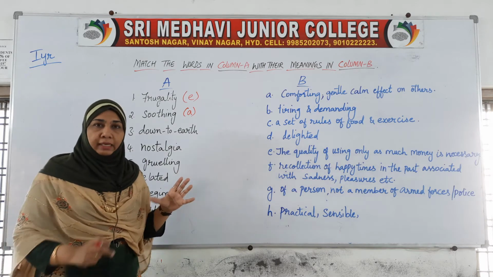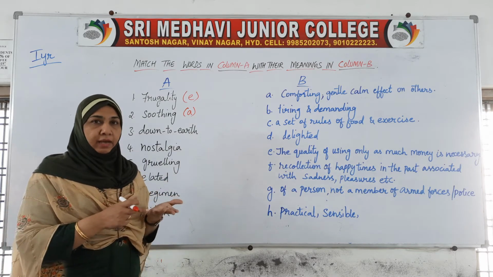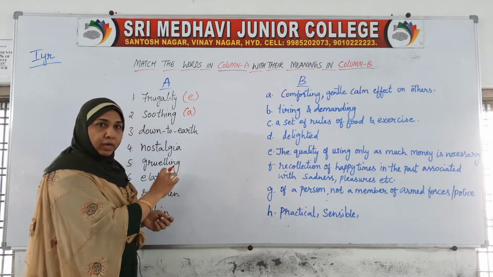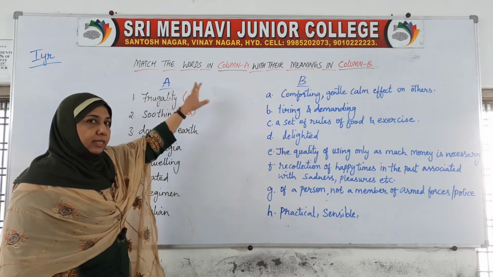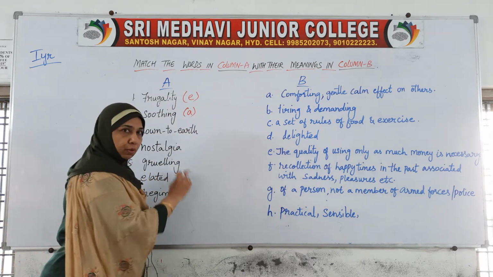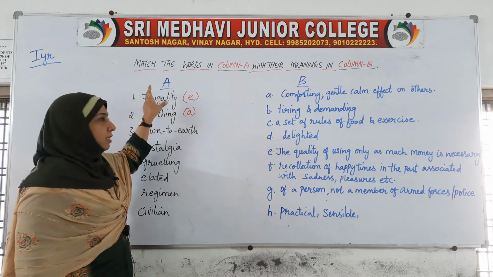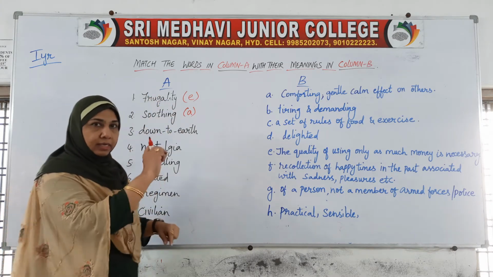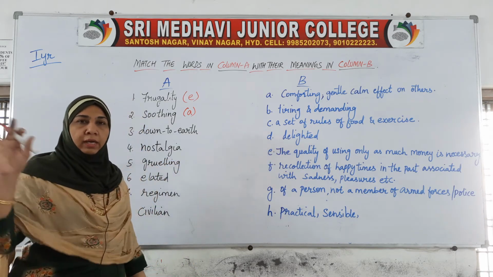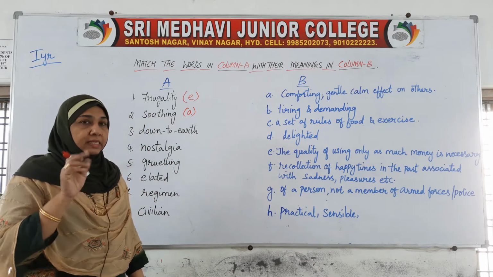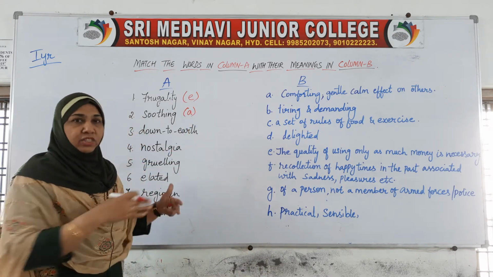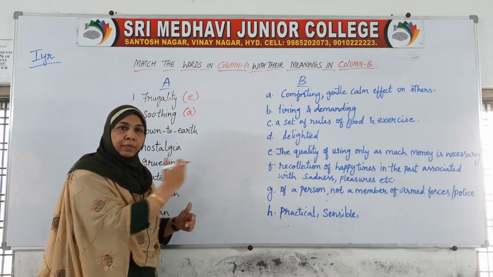If you get a little bit of confusion during the examination, it is better to write down, put number 1 in the answer booklet, copy the question only: match the words in column A with their meanings in column B, then put number 1, and suppose the first word is frugality. Frugality is equal to, then go on writing: the quality of using only as much money as is necessary. Write down the whole meaning. That is the safe side, instead of matching with lines from column A to column B.